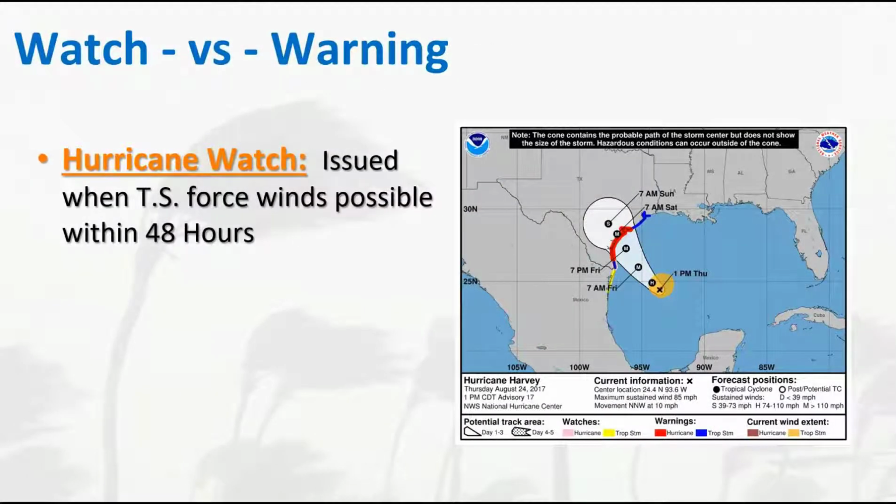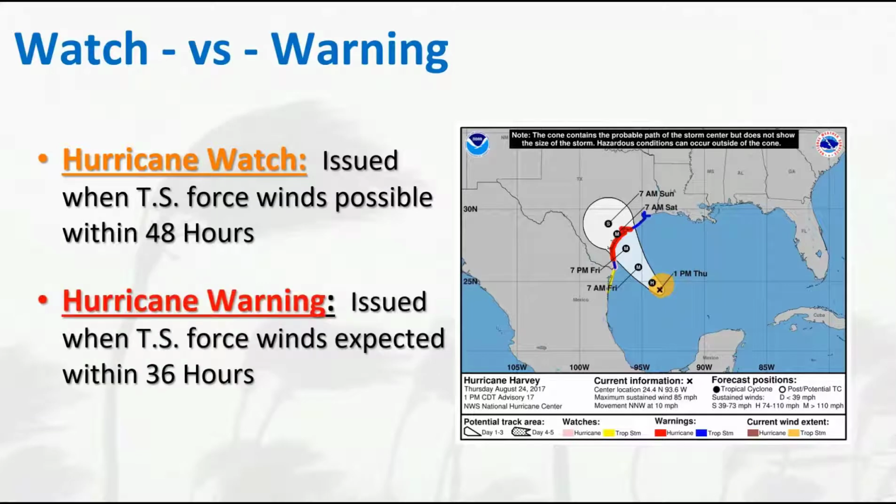All right, so next is, what is the difference between a hurricane watch and a warning? Well, a hurricane watch is typically issued when tropical storm force winds are possible within 48 hours. A hurricane warning is issued when tropical storm force winds are expected to affect the area within 36 hours.